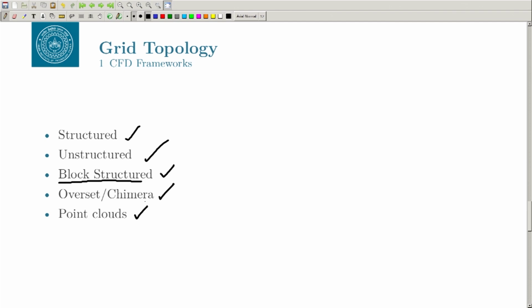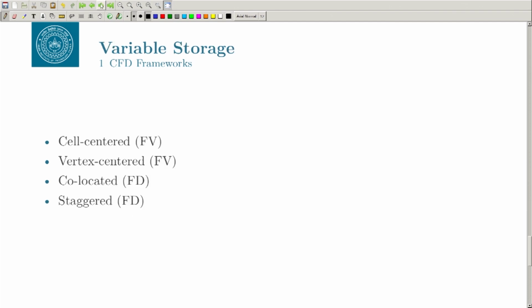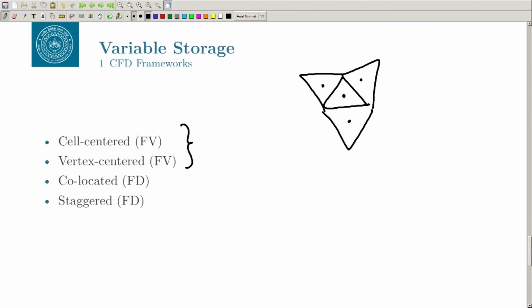And point clouds I already told. You can have the distribution of points instead of a grid. In the finite volume method, you can have the values at the cell center or at the vertex. If this is your finite volume, you can have this as cell centered, with the values at the cell, or you can have vertex centered, where the values are stored at the vertex. Both methods are popular, although the cell centered method is more common.